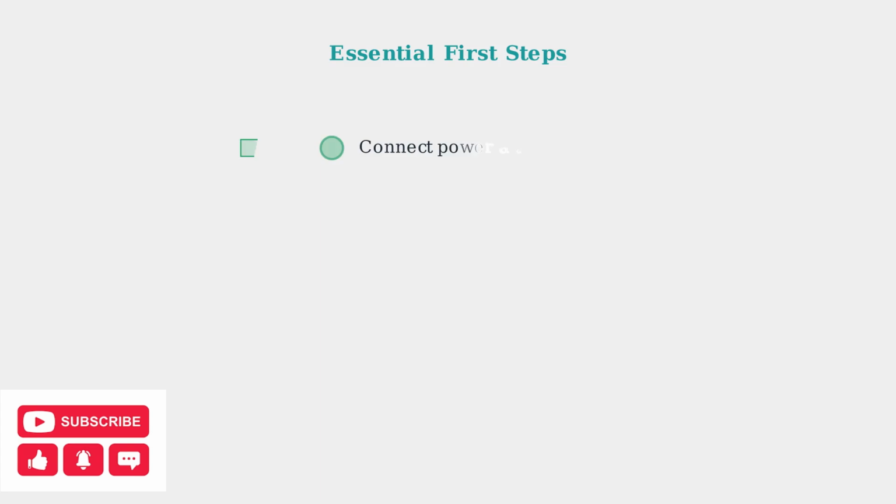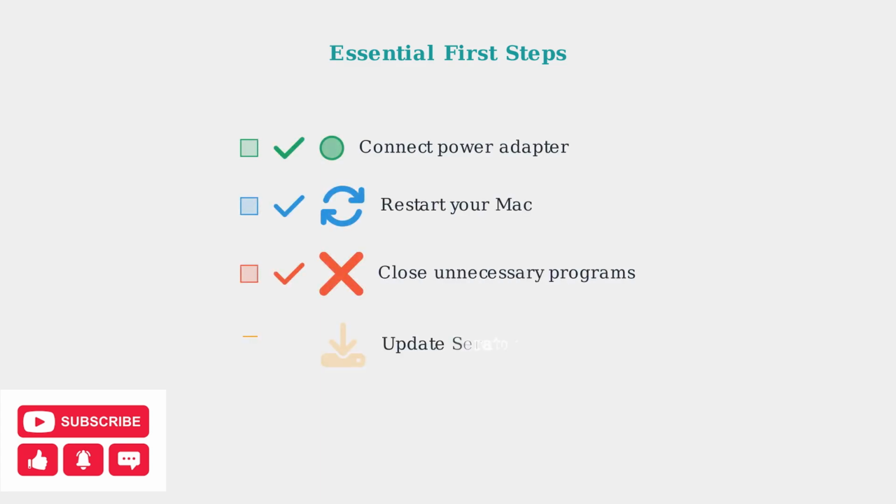Always start with these basic steps. First, ensure your power adapter is connected to prevent performance throttling. Restart your Mac to clear any temporary issues. Close unnecessary programs to free up system resources. Finally, update Serato to the latest version for bug fixes and compatibility improvements.